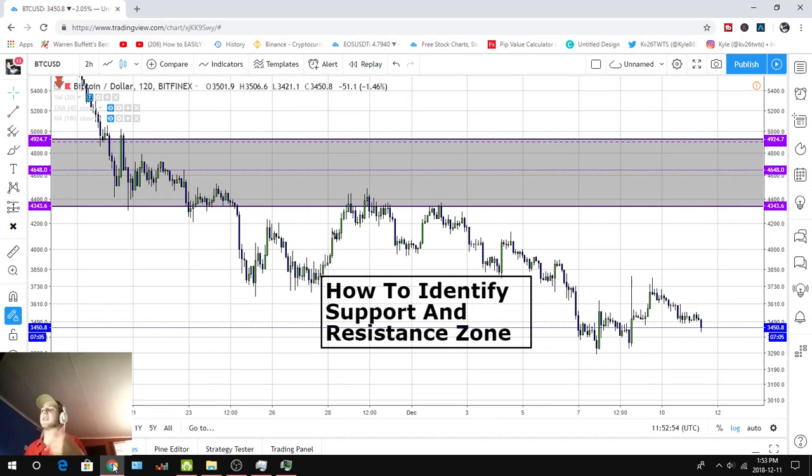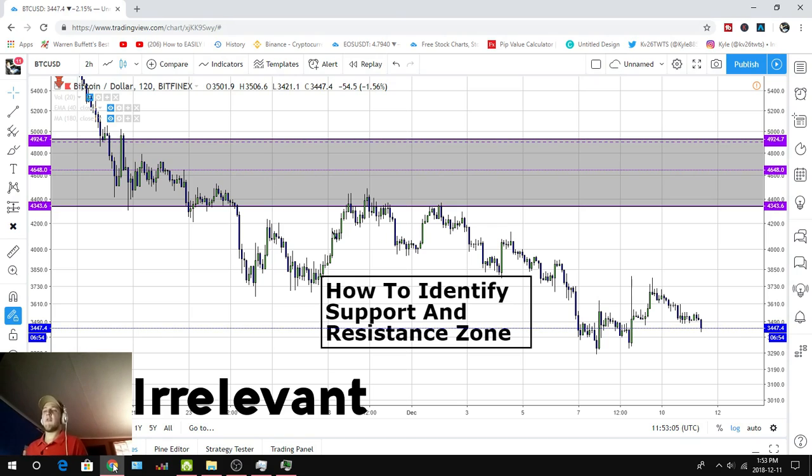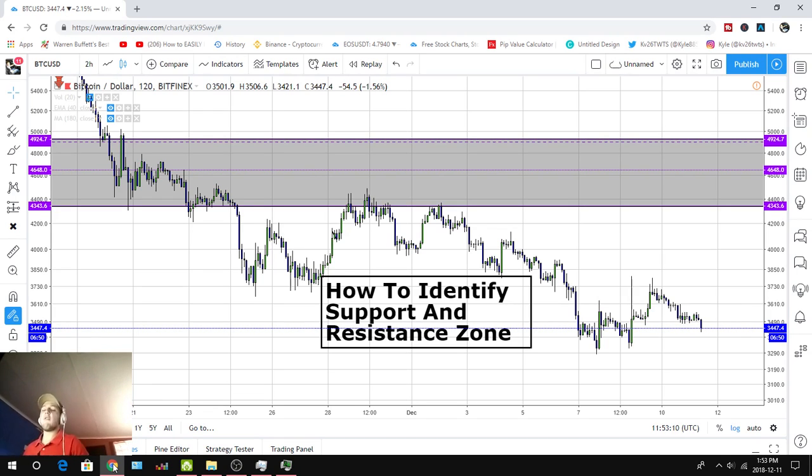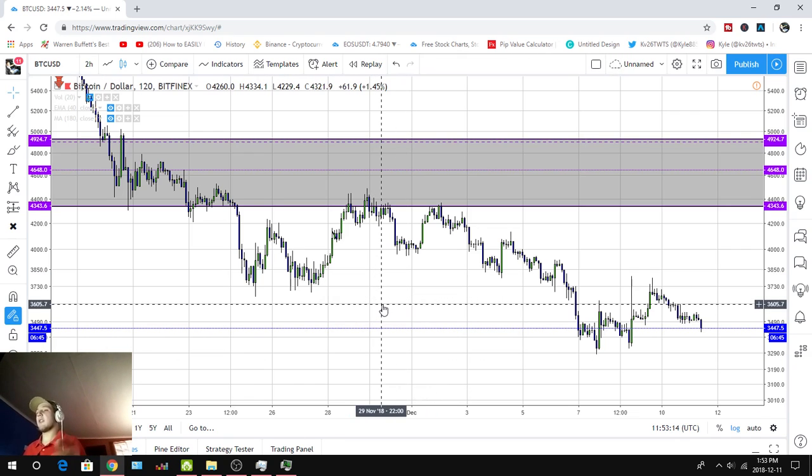Today we're going to be talking about support and resistance zones in a 2-hourly time frame. Time frame is totally relevant when it comes to the subject of support and resistance, but the only reason I'm talking about a 2-hourly time frame is that at this very moment in Bitcoin, the 2-hourly time frame is a good structure to show support and resistance on.